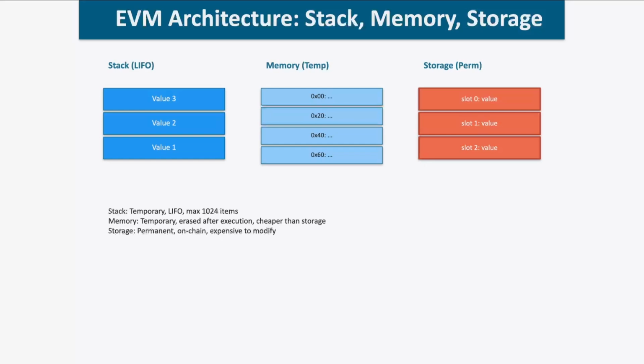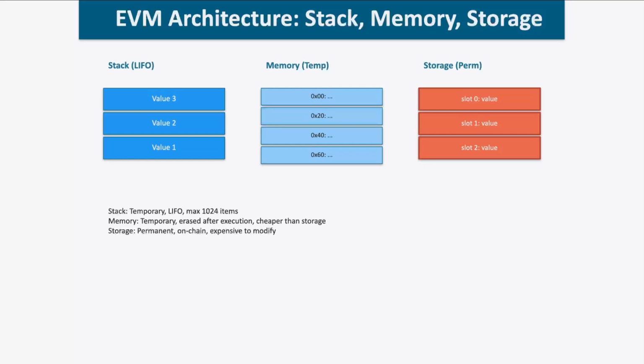It's fast and simple. Second, we have memory. Memory is like a whiteboard. During execution, you can write on it, read from it, and erase it. But when the function finishes execution, the whiteboard is erased. Memory is temporary. It's reset after every transaction or function call. Memory is also cheaper than storage. Writing to memory costs far less gas than writing to storage. Memory is used for function arguments, intermediate calculations, and building return values.